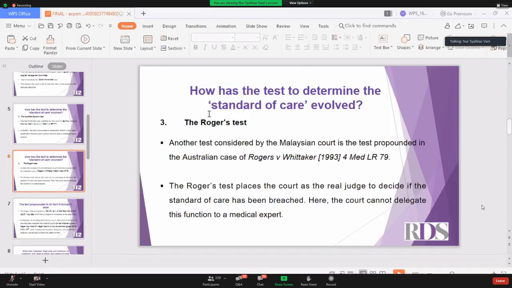Right. Then after, we have been following the qualified Bolam test in Malaysia most of the time until the case of Foo Fio Na, where the court actually considered the test propounded in the case of Rogers v Whitaker, a brilliant case. They took the position in that case. In Rogers' case, the duty is placed on the court as the real judge, the real arbiter, to determine if the standard of care has been breached. The duty should not be delegated to a medical expert. So it's basically the court who decides, with, of course, the expert evidence given.